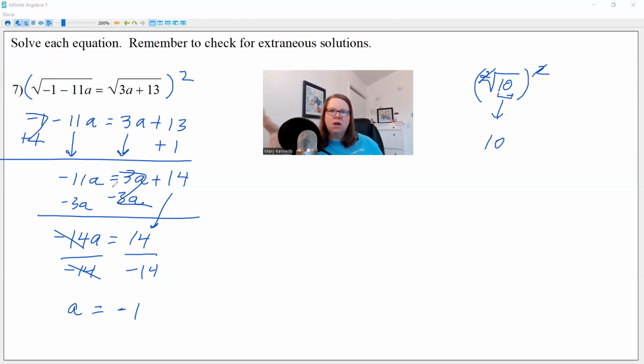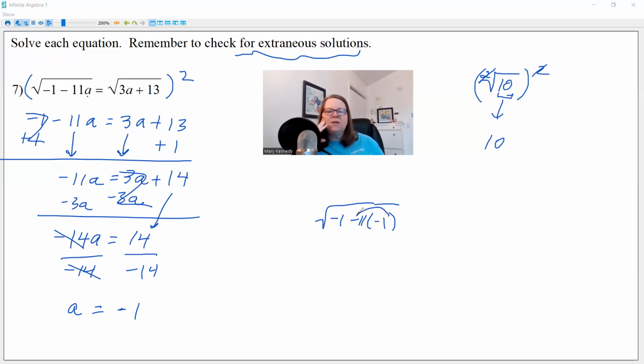And so we're thinking, okay, this is probably our answer. It does say just check for extraneous solutions. And that's essentially saying, make sure that if a -1 goes in for A, that's not going to give you a negative number under here. So let's check the first one. Square root of -1 minus 11a. And for a, I'm going to put in a -1.